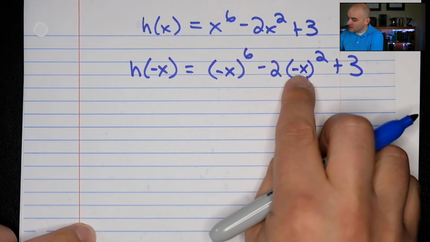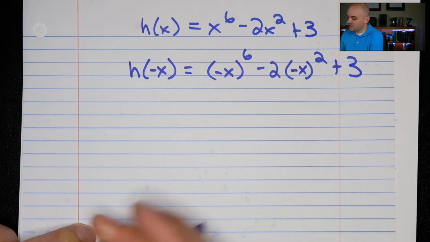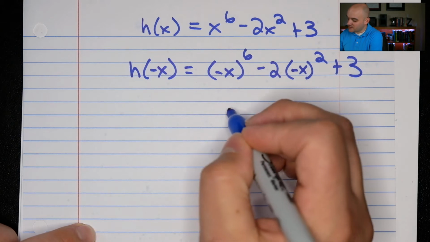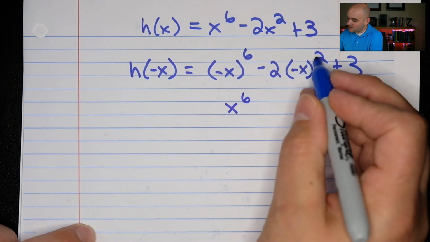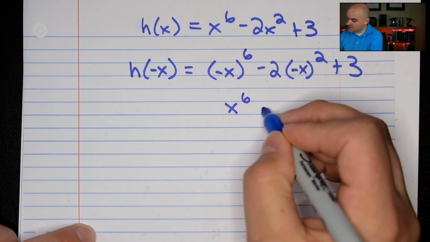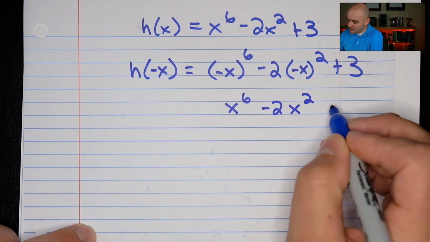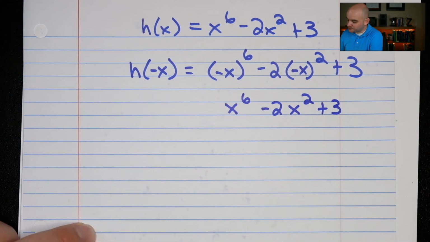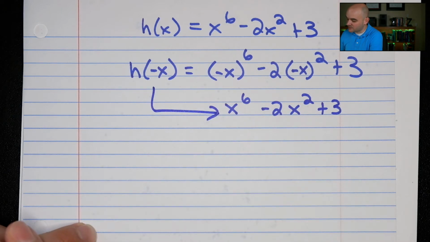Now, any negative number raised to an even exponent is going to give me a positive. So negative x raised to the 6 gives me positive x to the 6. And then negative x squared just gives me positive x squared. So I end up with minus 2 times x squared, and then plus 3 right here. So this is my h of negative x.